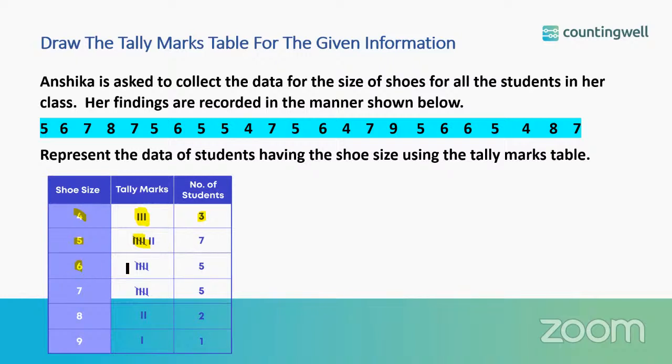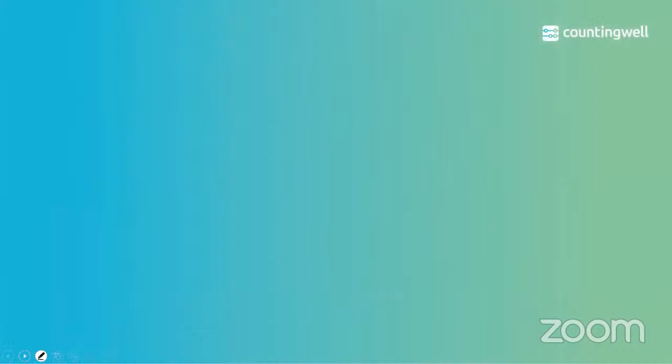Then we have shoe size 6. How many students are wearing shoe size 6? So we have 5 students. Then we have shoe size 7, and the number of students having shoe size 7 is 5. Shoe size 8, there are 2 students, so 2 vertical lines. For 9, we have 1. Also, if you add this number of students, you will get the total number of students equal to the number of observations given here. In this way, you can check whether the tally marks table is correct or not.